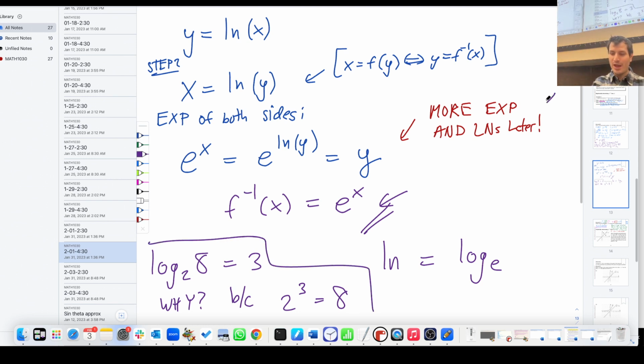And again, we're going to do more logarithms later in the course. So if you've heard of logarithms, that's great. If you're rusty on them, that's also fine. We're going to do more later. This is like a teaser for stuff coming up. Okay. Other questions or comments?